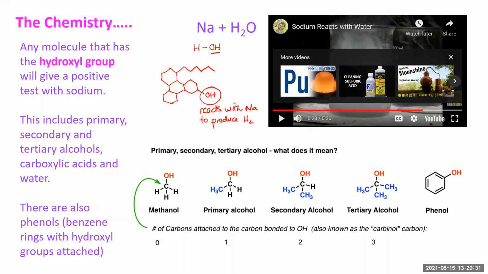So primary, secondary, and tertiary alcohols will all react. It doesn't matter if you have the hydroxyl group in any configuration in an alcohol. Carboxylic acids also have hydroxyl groups. Water does. There's also phenols. Here, this is phenol when you have a hydroxyl group attached to a benzene ring. All of those will react because it's not the whole molecule that's reacting here, it's just the hydroxyl group. So as long as you've got a hydroxyl group, you've got that reaction.